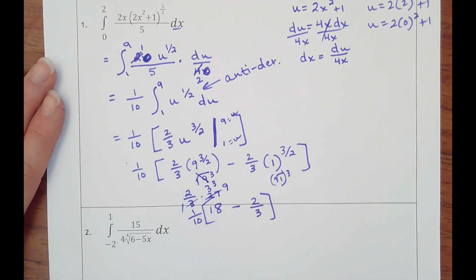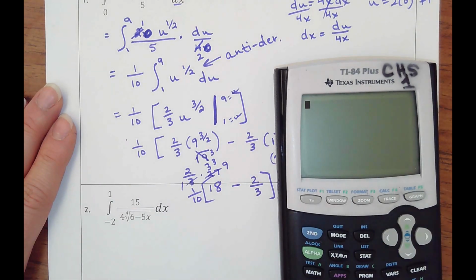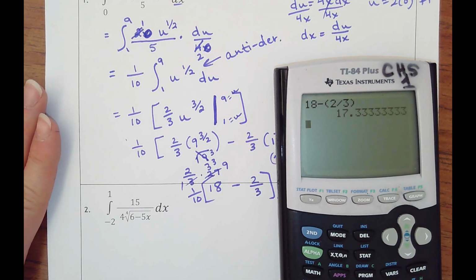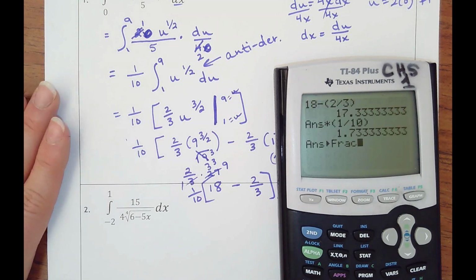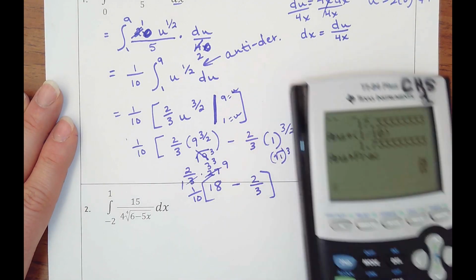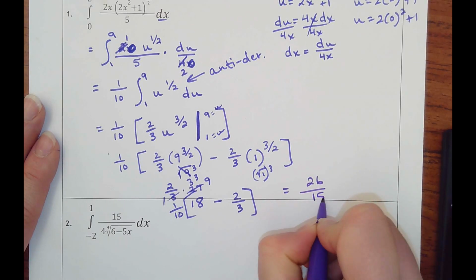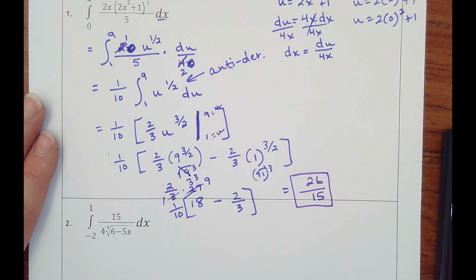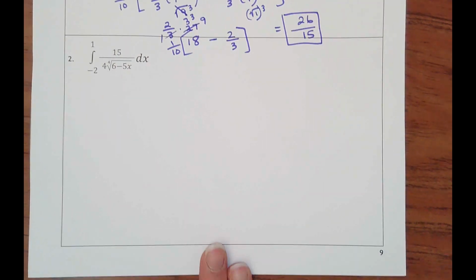Okay, I think I'm just going to do that on a calculator. So 18 minus 2/3 and then times 1/10. Math enter. 26/15 is the area under this curve. Almost 2.